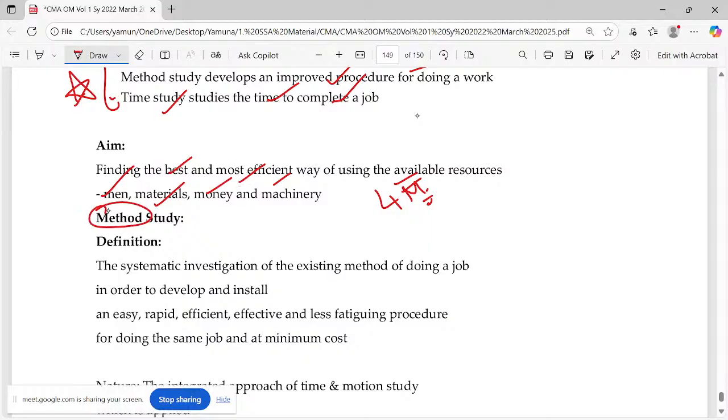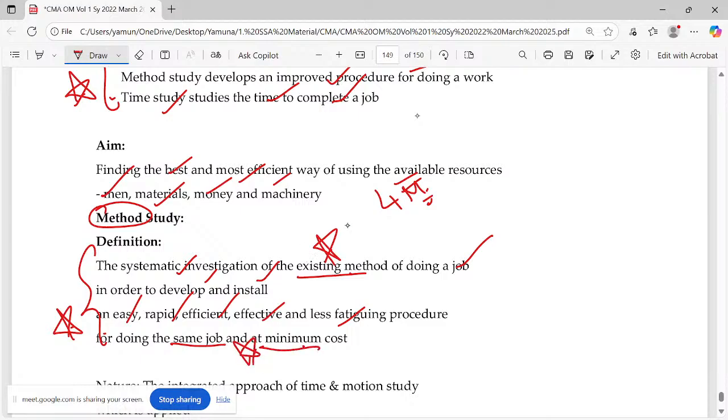Now we'll go for method study. Let's go for the definition. It's a systematic investigation of the existing method. Please highlight: how are you going to do the job in order to develop and install an easy, rapid, efficient, effective, and less fatiguing procedure for doing the same job at a minimum cost? Please highlight the three words here: one is existing method, one is same job, and minimum cost.